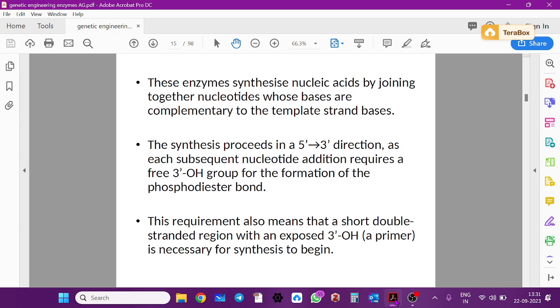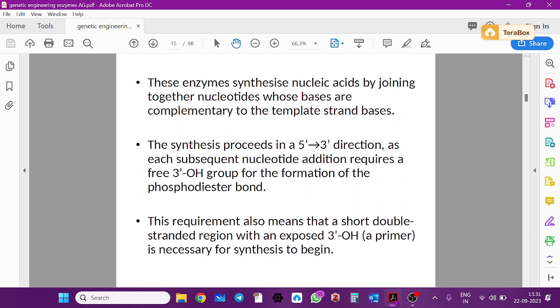Now any enzyme requires energy. Where does the energy come from? Now if you look at the structure of a phosphate, it's highly negative. It is attached to the sugar. These are high energy bonds like ATP.